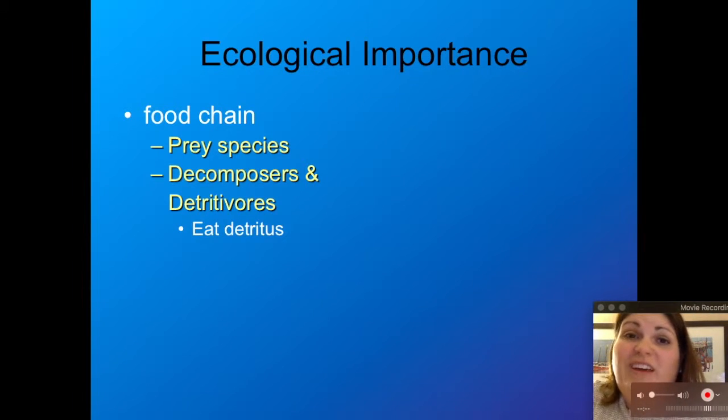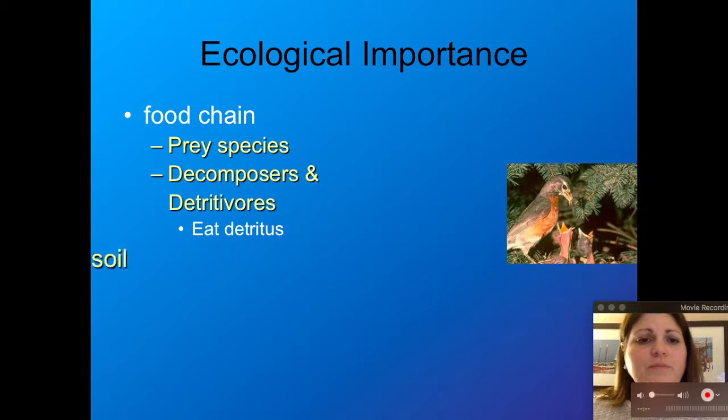Number one, things eat them. You've probably heard the phrase, the early bird gets the worm. It's cliche for a reason. And number two, they are decomposers and detritivores. By being those organisms who recycle nutrients, they play an incredibly important role.